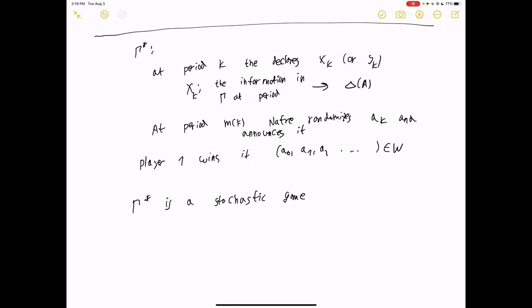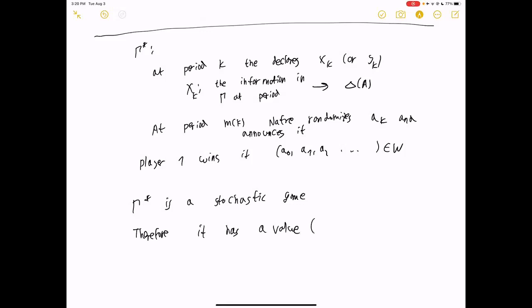Gamma star is a stochastic game. It has chance moves, that's why I call it a stochastic game. Unlike the previous game that essentially didn't have chance moves, because as I said, instead of chance making all the randomization, you can just give the players their expected payoffs. So Gamma star is a stochastic game. Therefore, it has a value.